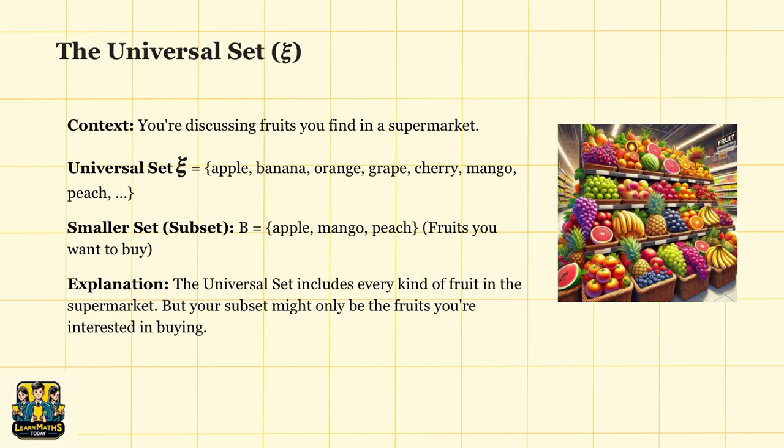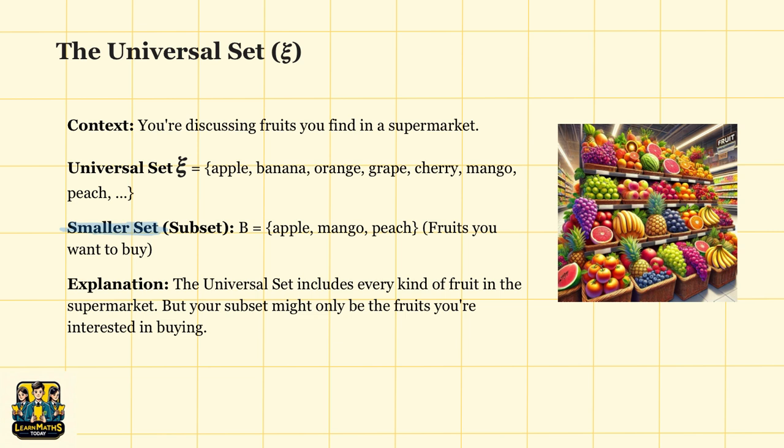The universal set, denoted by this symbol, which looks a bit like an E, is a set that contains all possible elements relevant to a particular discussion or problem. It's like the biggest set you can work with, encompassing everything that you are considering. Think of the universal set as a supermarket that has every item you could possibly buy. Any list of items that you want to purchase will be a smaller set taken from this universal set.